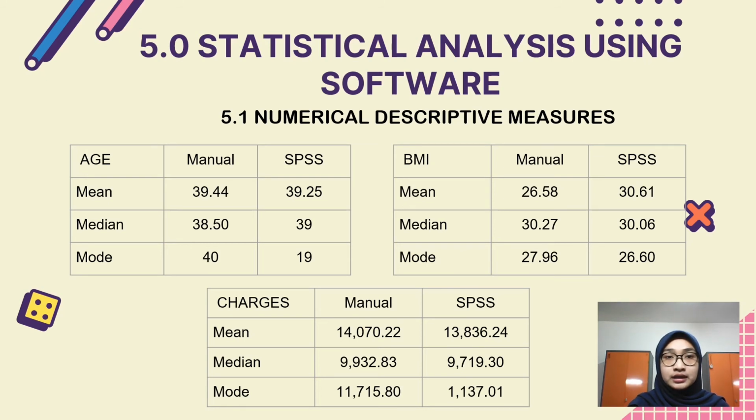Next point is 5.0, Statistical Analysis Using Software. 5.1, Numerical Descriptive Measures. As we can see, the data show manual and SPSS results. The data of mean, median, and mode show a difference between the manual and SPSS results. This is because SPSS cannot read the data accurately.